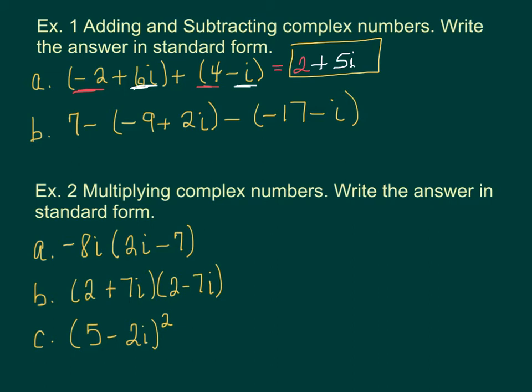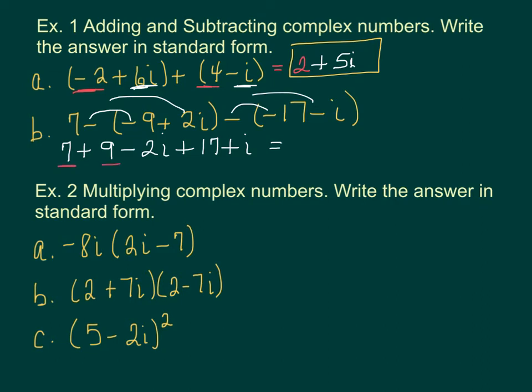Now with subtraction, you just have to make sure that you be careful of these negatives. So I'm going to distribute that negative. So it's going to be 7 plus 9 minus 2i. And I'm going to distribute this negative, plus 17 plus i. And then you do the same thing.